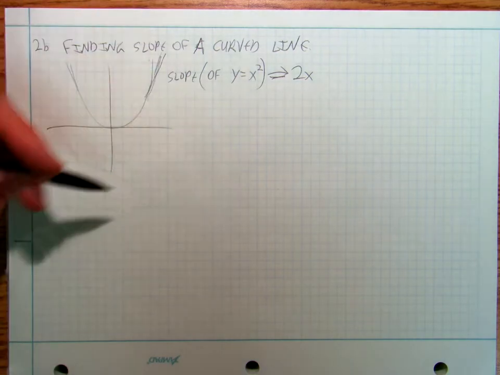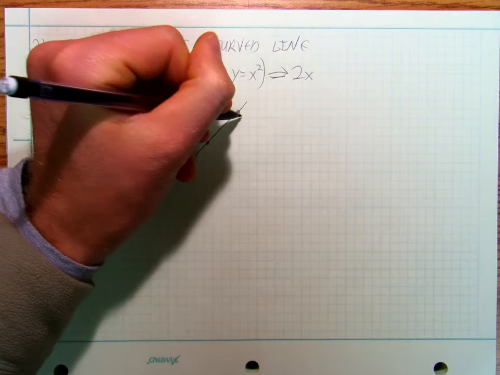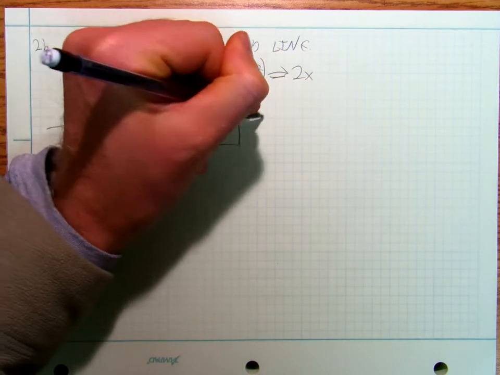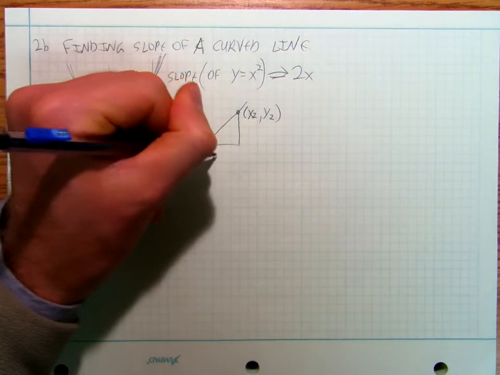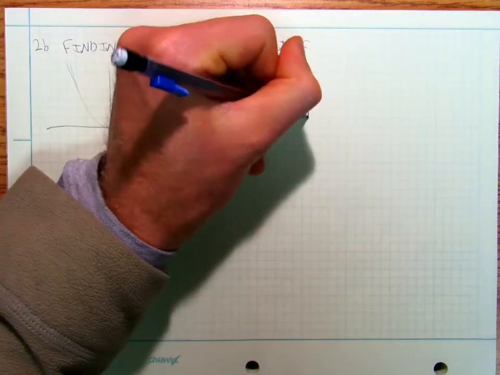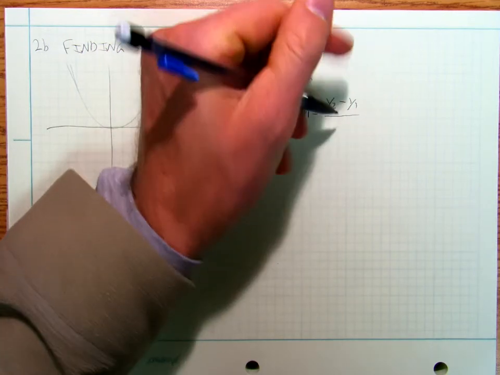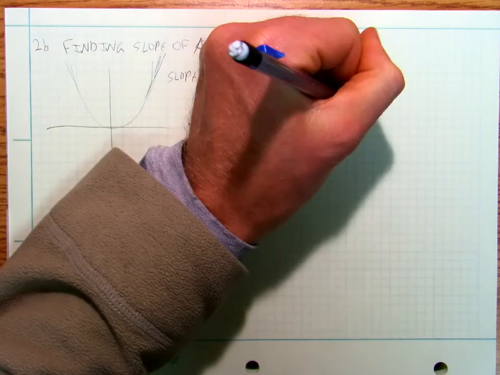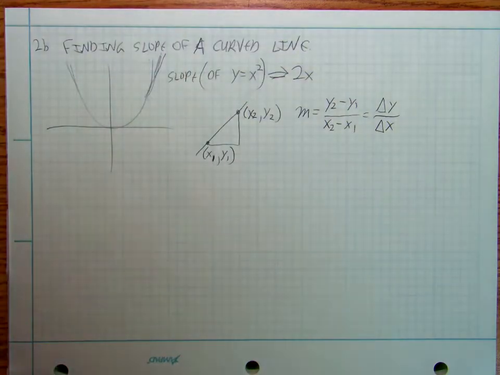Okay, so we have this idea that here we've got x2, y2. And here we've got x1, y1. And we say that our slope is going to be y2 minus y1 over x2 minus x1. Or it's going to be change in y over change in x. That's for a straight line.